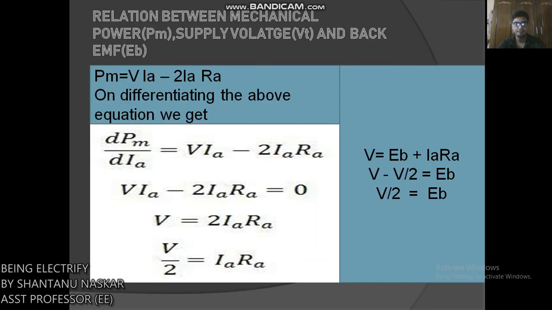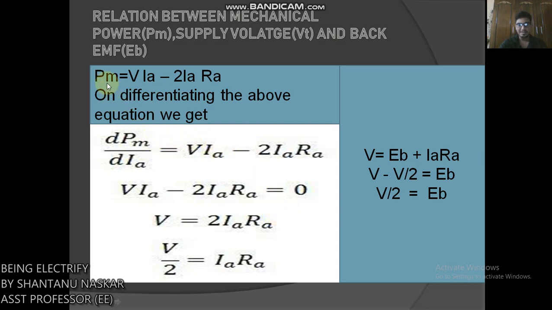Now the relation between mechanical power Pm, supply voltage V, and back EMF EB. The back EMF in the DC motor is expressed as EB equals Vt minus IA RA, or EB equals V minus IA RA. So we can say V equals EB plus IA RA, where EB is back EMF, IA is armature current, V is terminal voltage, and RA is resistance of the armature.